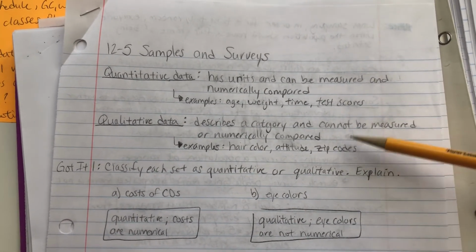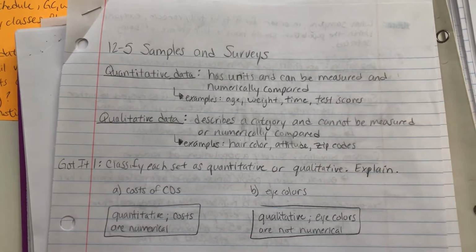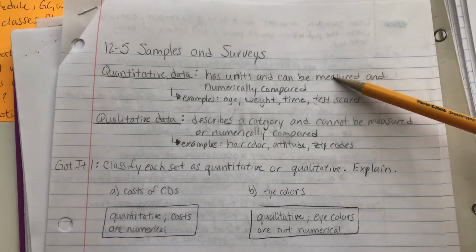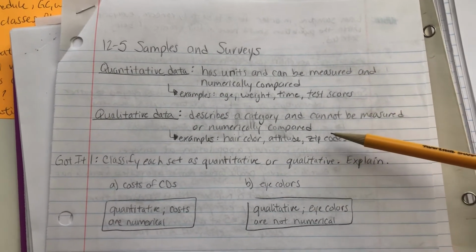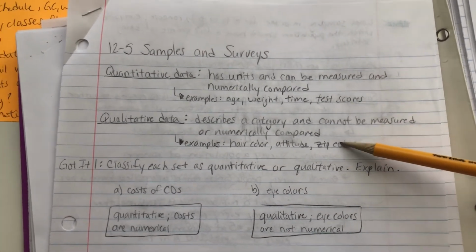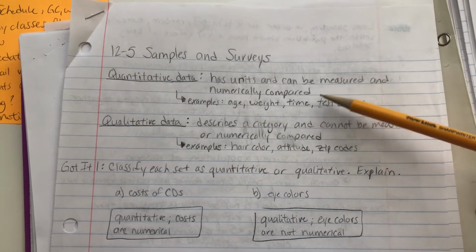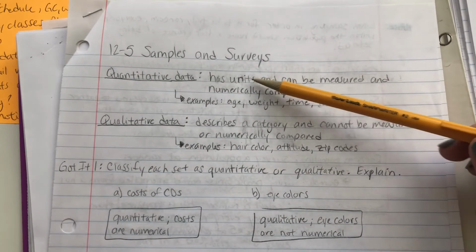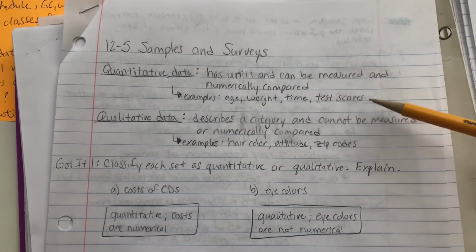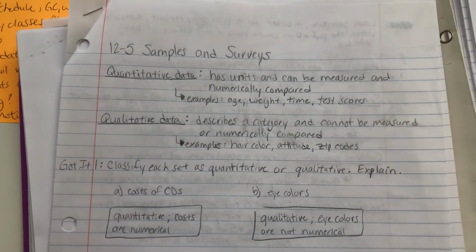So you want to ask yourself, am I actually measuring a value? Am I using this to kind of weigh out how much something is? That's going to be your quantitative. If you're just listing the names or the choices of a category, that's going to be qualitative. And a quick connection to 12.2 with histograms and bar charts. Quantitative data would be represented by a histogram, while a qualitative data set would be represented using a bar chart.